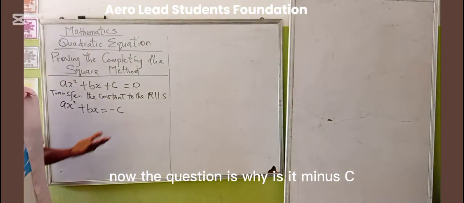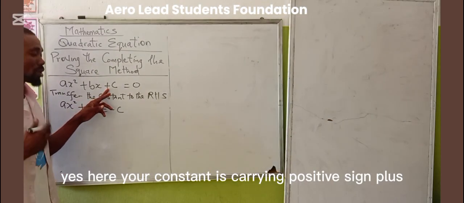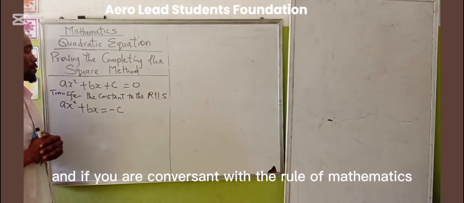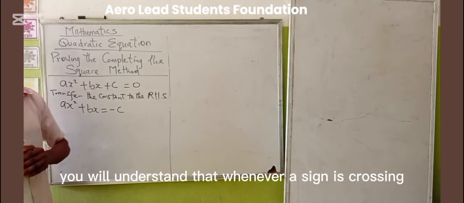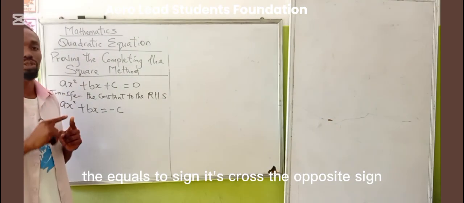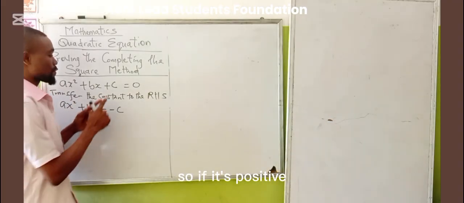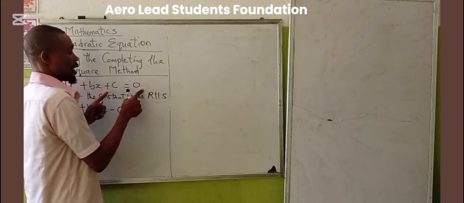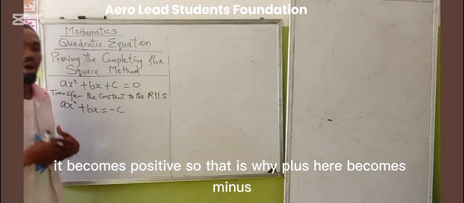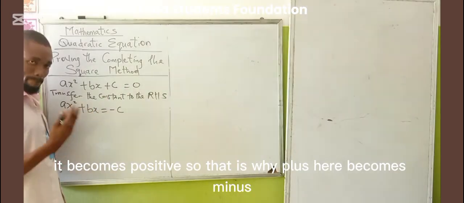Now the question is, why is it minus c? Yes, here your constant is carrying positive sign, plus. And if you are consistent with the rule of mathematics, you will understand that whenever a sign is crossing the equals to sign, it becomes the opposite sign. So if it's positive, it becomes negative. So the sign changes. If it's negative, it becomes positive. So that is why plus here becomes minus.